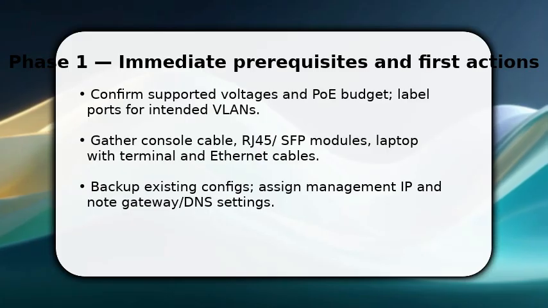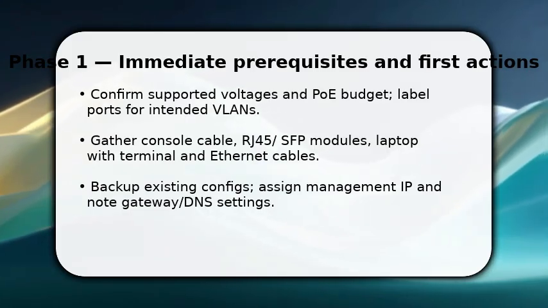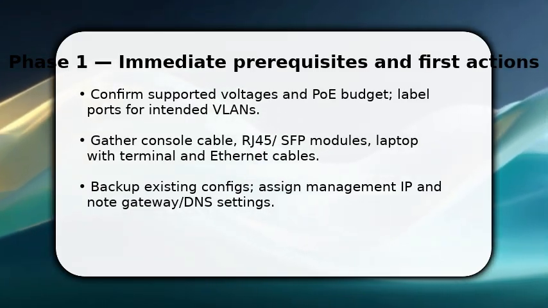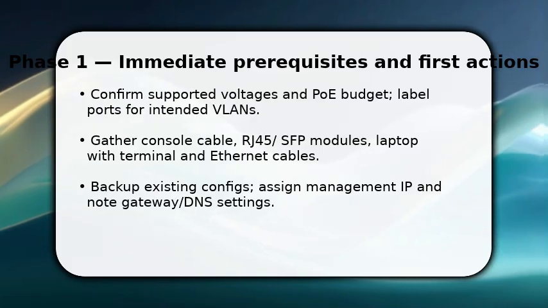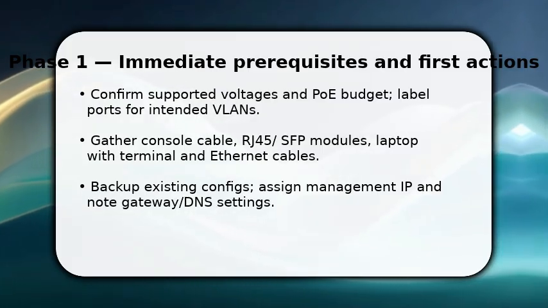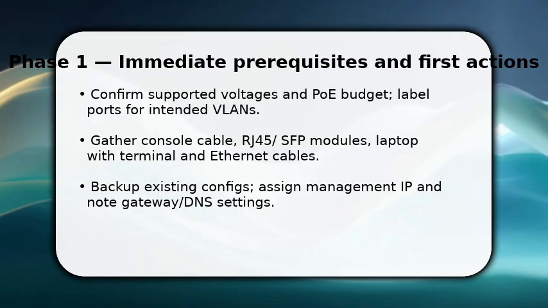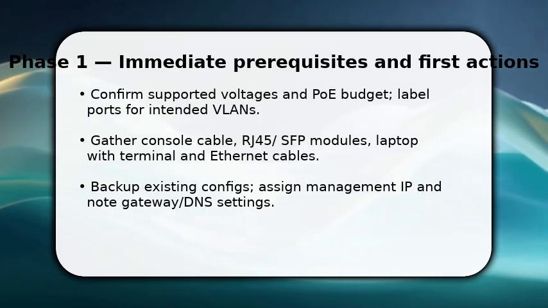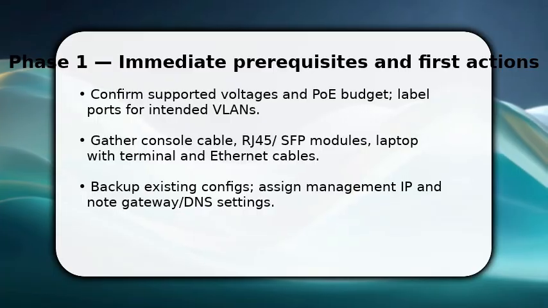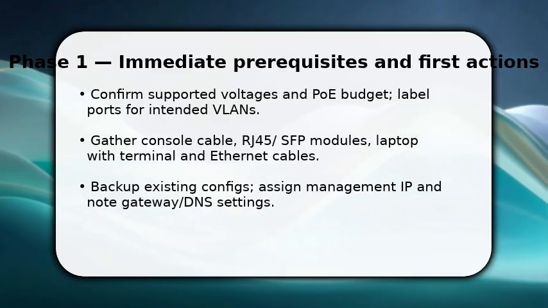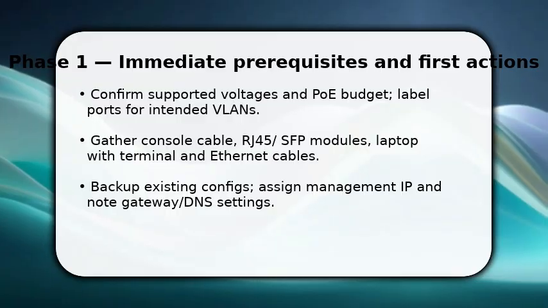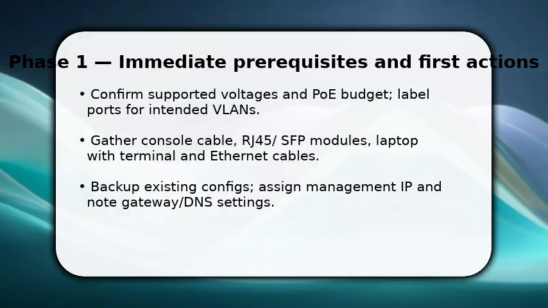You begin by powering up the switch with the right voltage and PoE budget. This prevents damage and unexpected reboots. Once powered, connect your laptop to the console port using the provided cable so you can access the CLI. Configure the management IP, gateway, and DNS immediately and save those values. This gives you remote access.